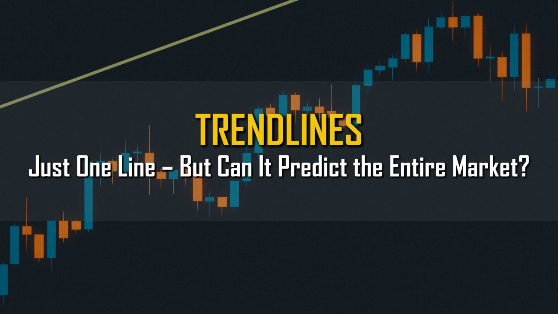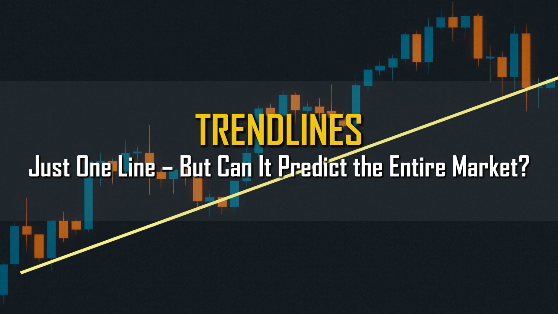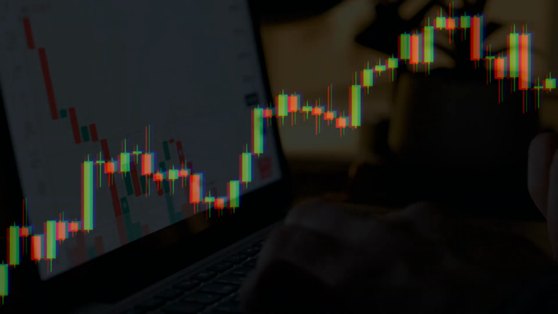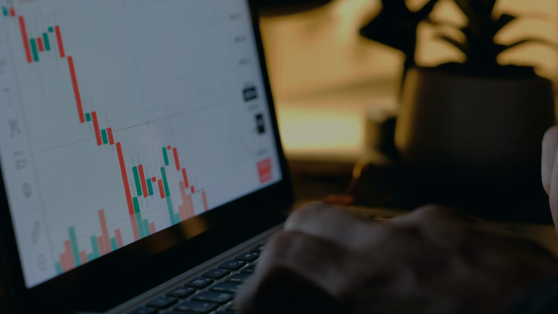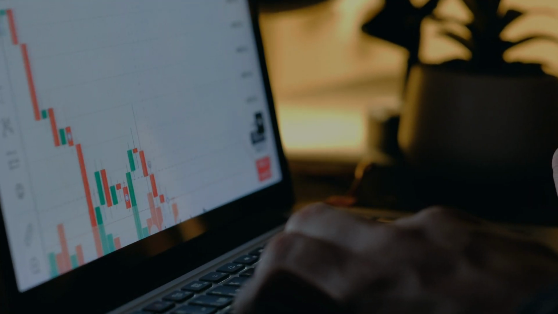Today, we're going to talk about one of the most powerful yet simple tools in a trader's toolbox, the trend line. I want you to think of it like this. It's basically a roadmap for the market. It doesn't just show you where the price has been, it gives you some incredible clues about where it might be heading. So yeah, let's jump right in.